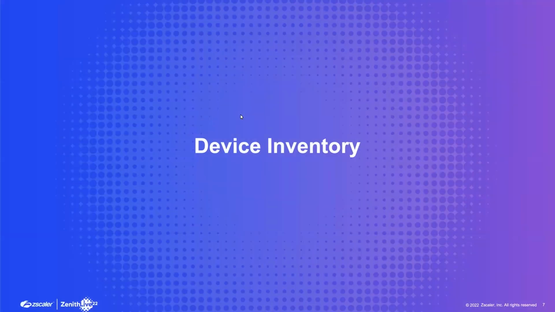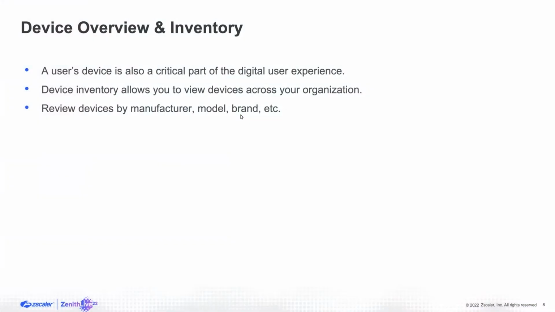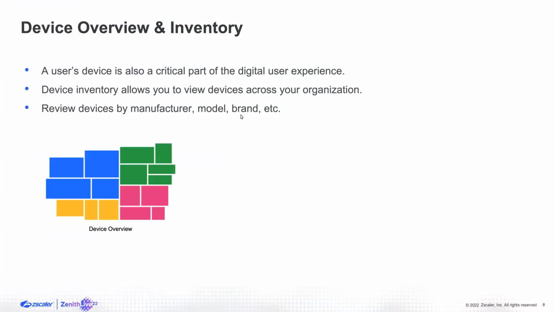So let's look at the device inventory first. So a device inventory allows you to view the devices across all of your users' organization. You can review these devices by manufacturers, model, brand, anything that you want. Now, to do this, we have come up with a few different views. So first is a graphical view. So here we use a tree map where you can look at what device is distributed across all of your users. The larger the square, that means the larger footprint that device or the model has. The colors simply tell you what models of these devices are.